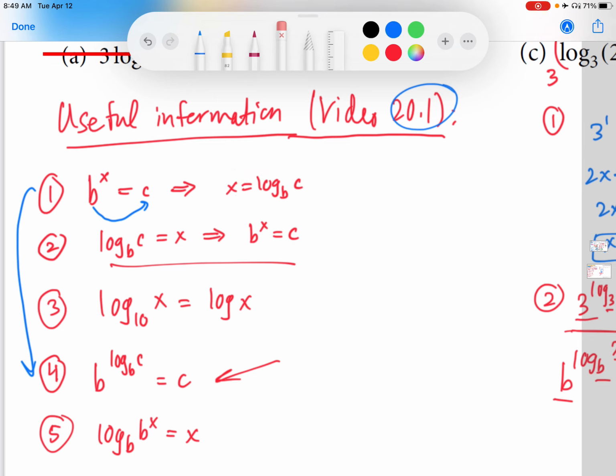Okay, so how does this fact help for number 4? Well, notice that x equals log base b of c. So here is an x. So I'm just going to put in log base b of c in here for x.